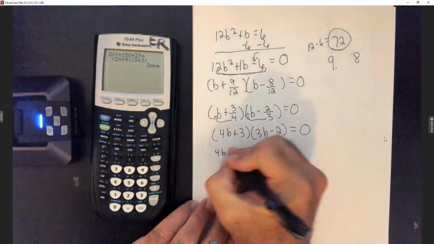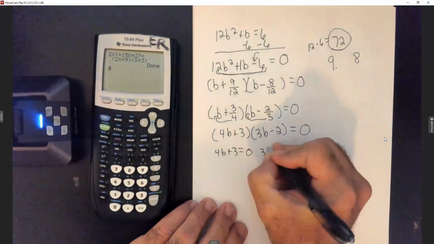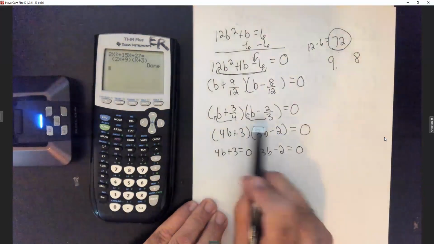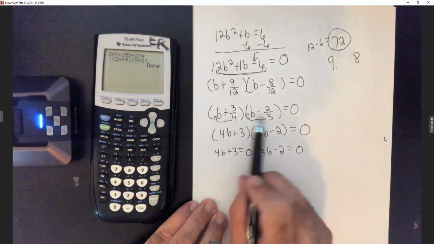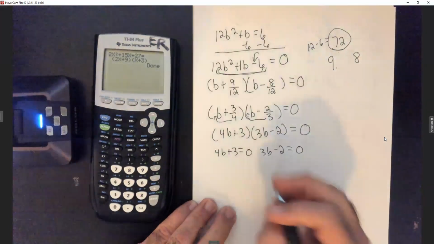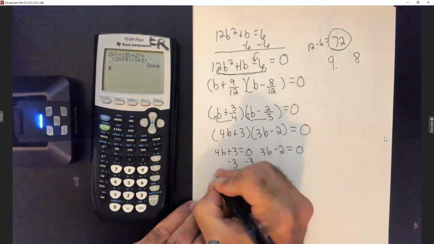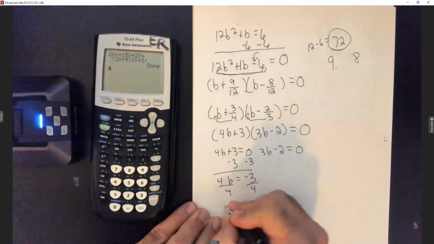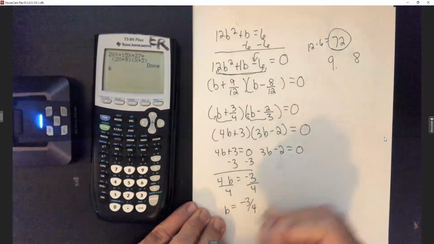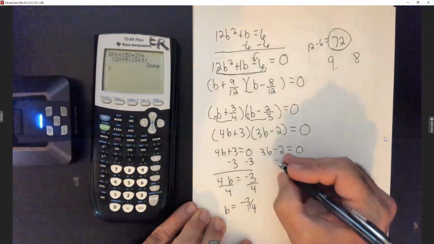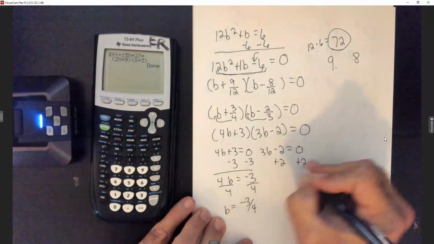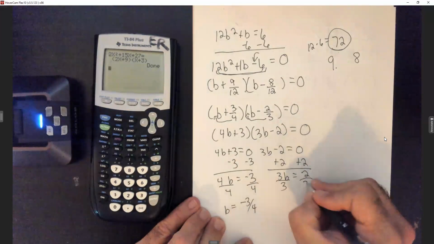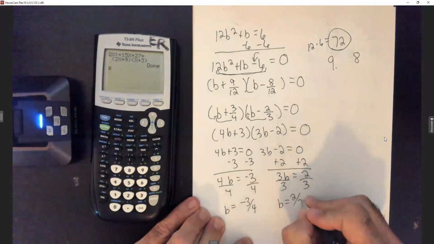Now, set both these equal to 0 and solve. But remember, you see these two fractions that I had reduced? I bet my answers are the same as those fractions, but they have opposite signs. So watch this. We'll subtract 3. 4b equals negative 3. Divide by 4. b equals a negative 3/4 for that one. Opposite then a positive. And then here I'm going to add 2. So 3b equals 2. Divide them by the 3. And b equals a positive 2/3.